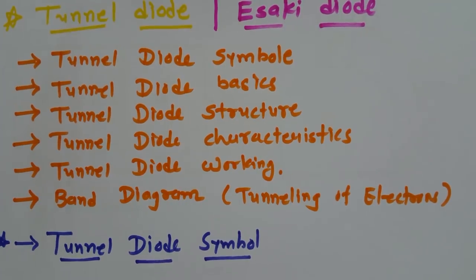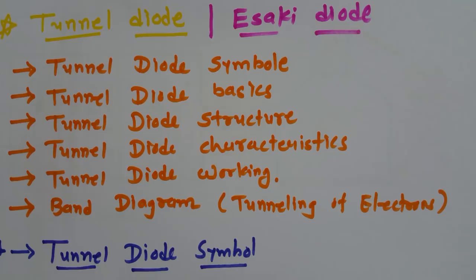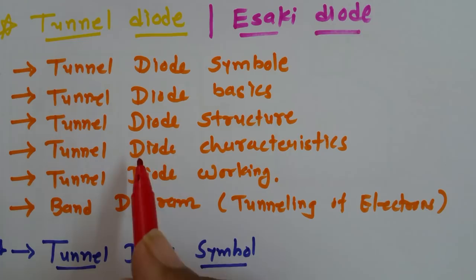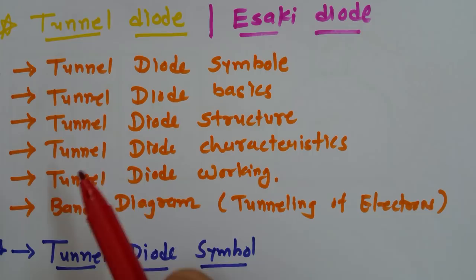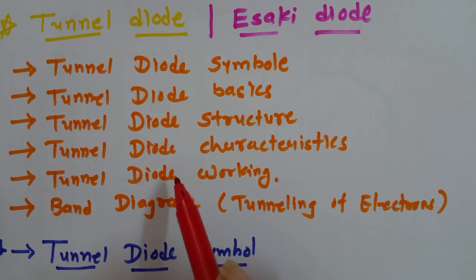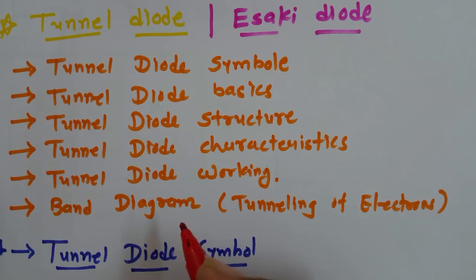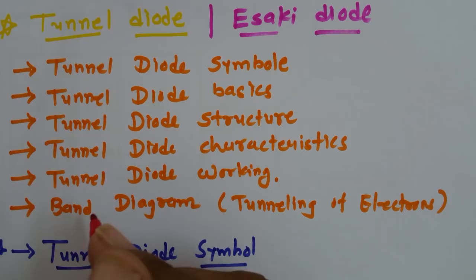In this session, I'll be going to discuss tunnel diode, and that tunnel diode is also referred as Esaki diode. So regarding tunnel diode, this is session outline. In that, first I'll be going to explain symbol of tunnel diode, then we'll see what are the basics which is there with tunnel diode, then we'll be observing what is the internal structure of tunnel diode. Then we will be observing what is the characteristic. Then I'll be going to explain how tunnel diode works, and then we'll be seeing what is the band diagram which is there with tunnel diode.